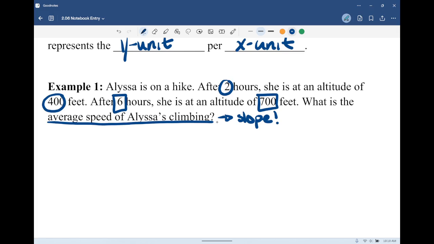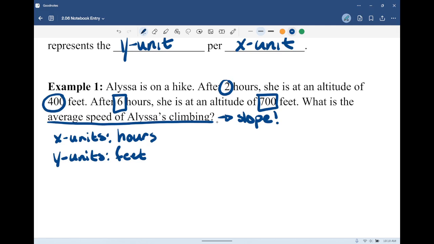Now, units are going to be important. Units are going to be really important. And so before I even jump into my slope calculation, what are my x units? 2 and 6 are the numbers. What are the units? 6 hours. Hours. And then my y units are what? Feet. Okay. So I know that when I actually have an answer, I should have my y unit per my x unit, which is feet per hour. Right? That's how my answer should go.